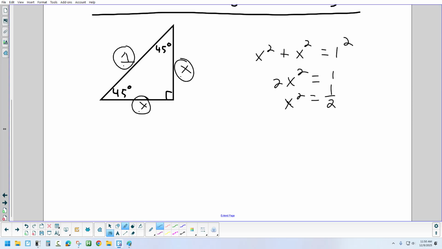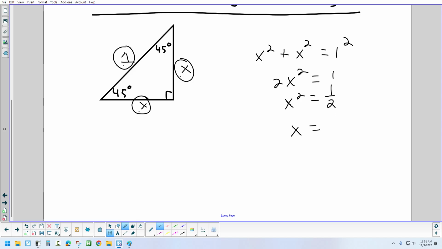Calculator. I've already addressed that. No? We're not sure how to take the square root of a fraction? Okay, so to take the square root of a fraction, you need to square root the numerator and the denominator separately. You have to square root both.